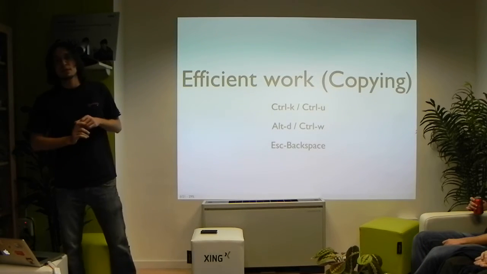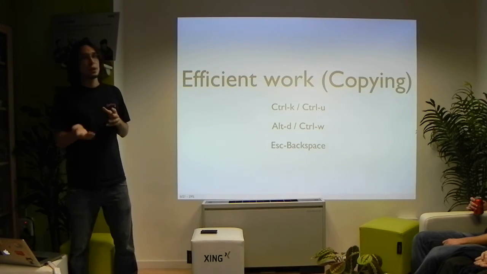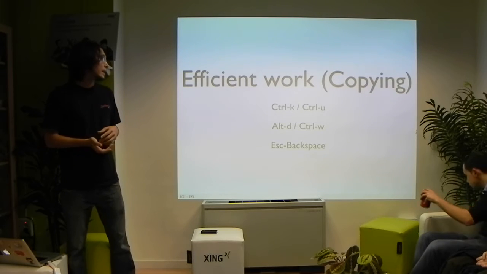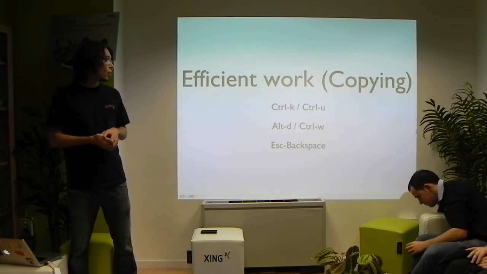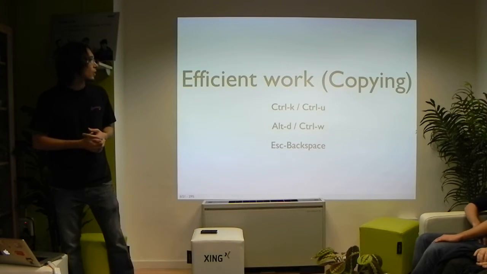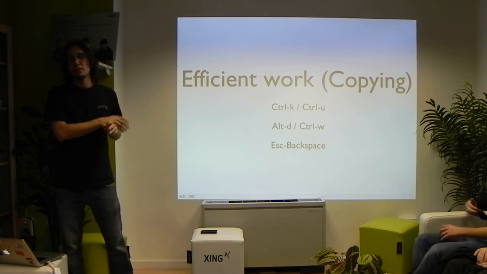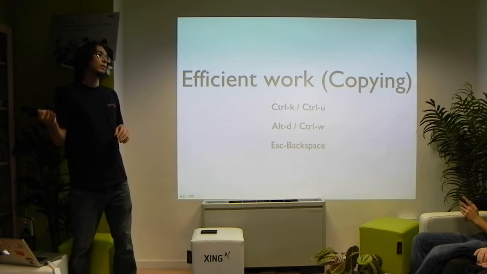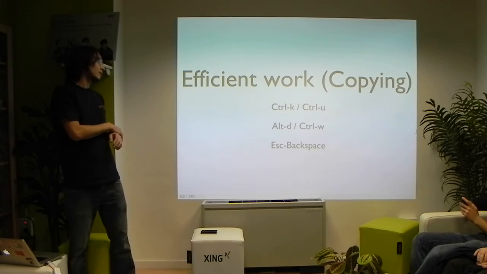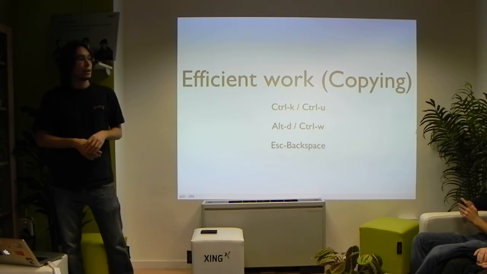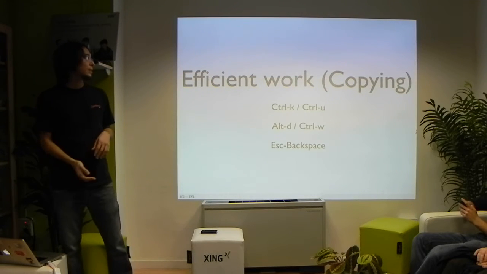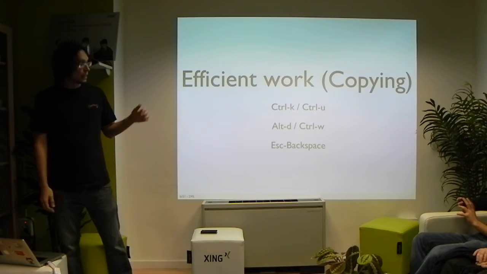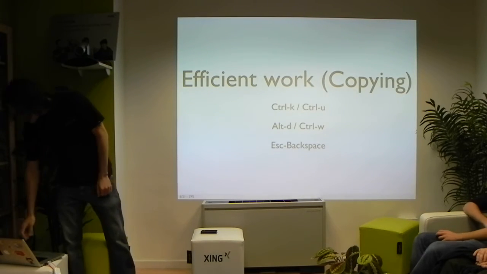Then we have commands that are going to be for copying, or more exactly, it's cutting. In Unix, they usually call it killing the text. So Ctrl-K will delete everything from the position you're currently in to the end of the line. And Ctrl-U will do the opposite, from the point you are to the beginning of the line. Alt-D will delete the following word, Ctrl-W the previous word, and Alt-Backspace will also delete the previous word.